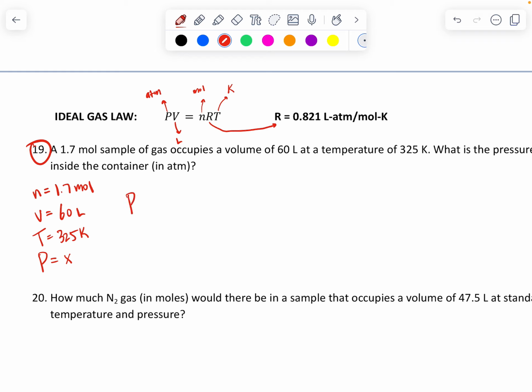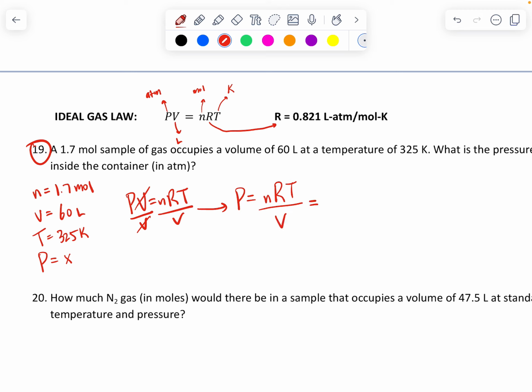I'm going to write down PV equals nRT. And what variable are we trying to solve for here? Pressure, which means we want pressure to be by itself on one side, so I'm going to have to get rid of this V here. Just move it over, right? The V's go away. Therefore, I got P equals nRT all over volume.